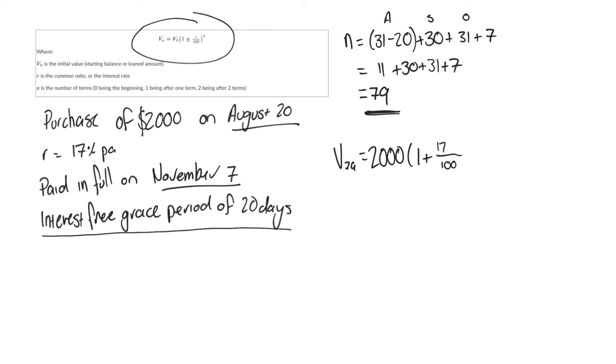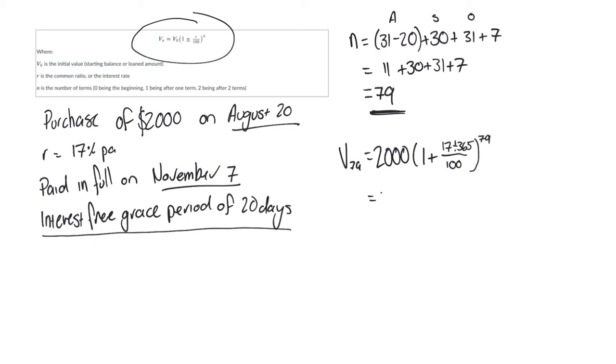And then we've got our rate. So it's 17%. However, credit cards generally calculate interest daily. So we're going to turn this from a monthly interest rate to a yearly interest rate. And then we're going to raise this to the power of 79. So at this point, we would get our CAS calculator out and we would see what we would get. So with the help of my CAS, I would have $2,076.87. So I've rounded that correctly.